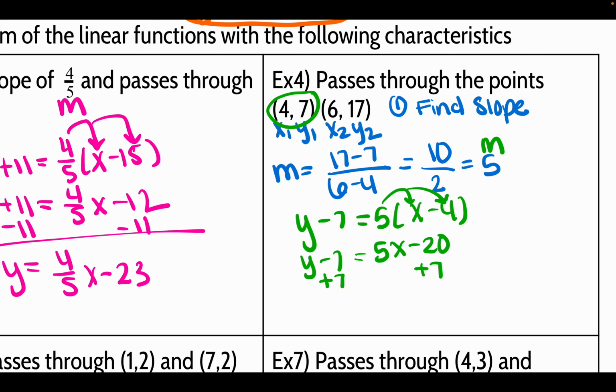Add 7 to get y by itself. And now we have y by itself. So y is equal to 5x minus 13. And that's our equation.